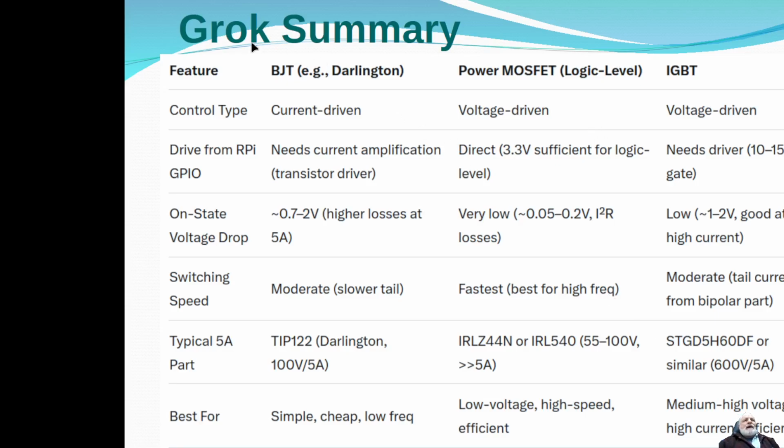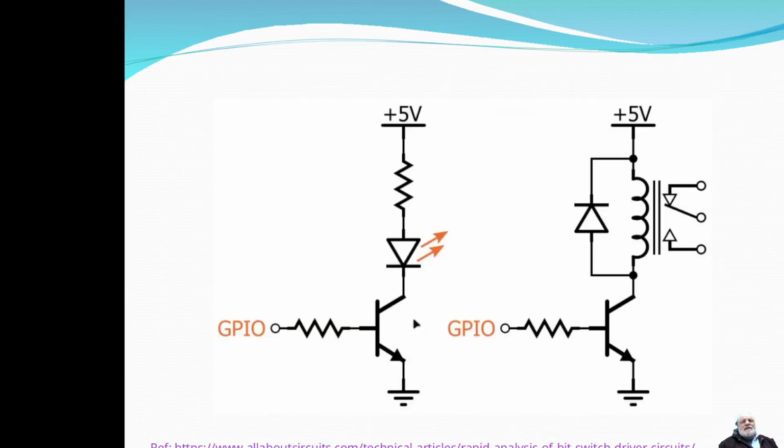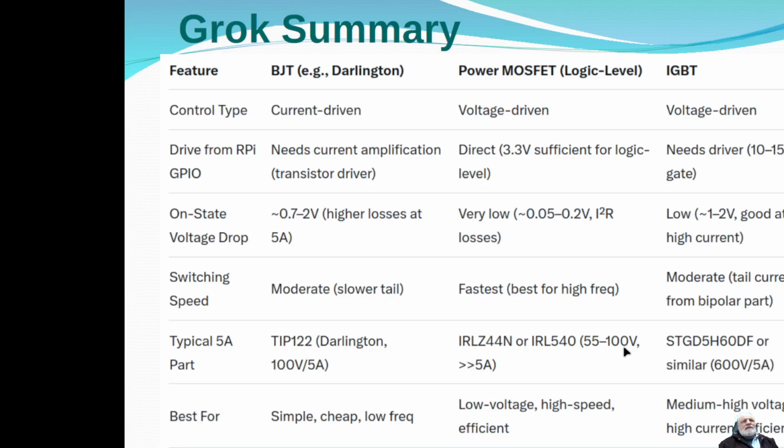All right, so I just had Grok do a summary here about what type of transistor you want to use in this circuit. We could use the BJT as shown in there. It's current driven, so again, we need enough current to actually activate that device. If we're going to drive it from the Raspberry Pi or BeagleBone, you may need an extra circuit to help drive it.